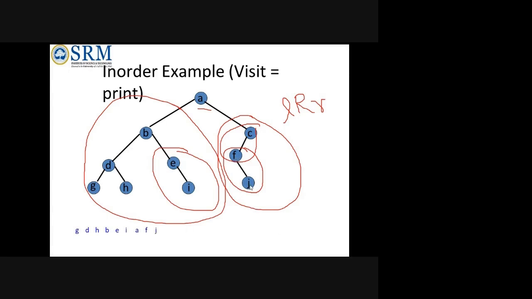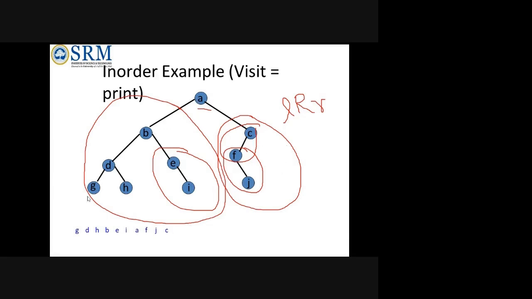Once F is done, it will go for J. Now once J is done, this side is fully over. This subtree is over, which means C's left is over. C's left is only F and J. So C's left is over, then it has to print C only. So it will print C. After that, it will check whether it is having a right. If there is any node on the right side of C, that will be printed now. But there is no right.